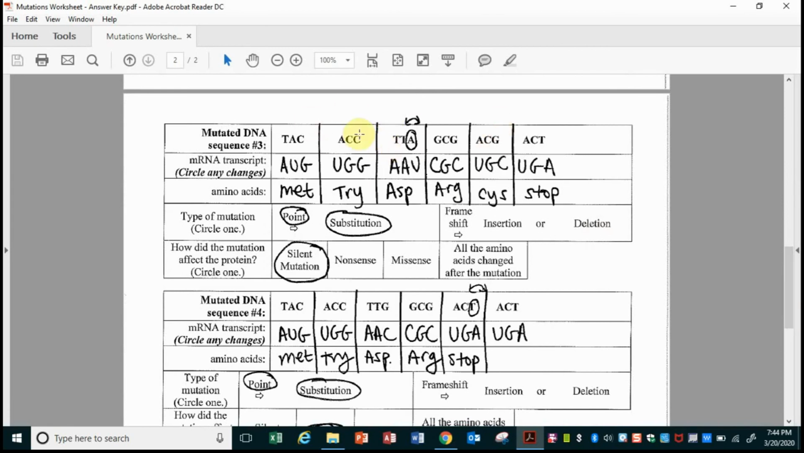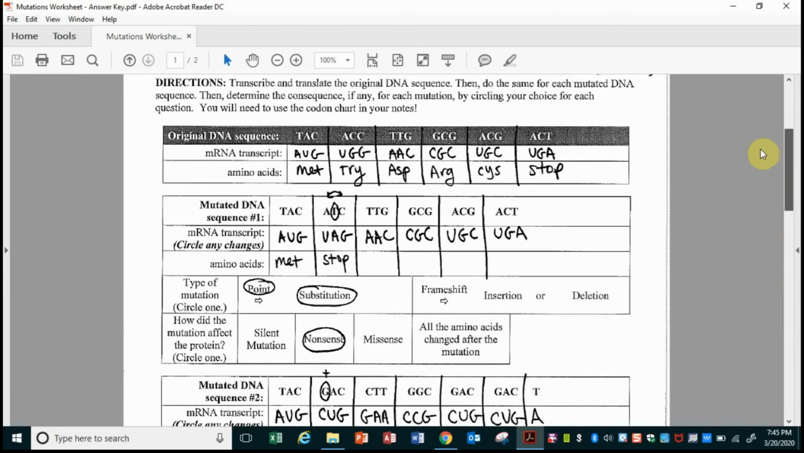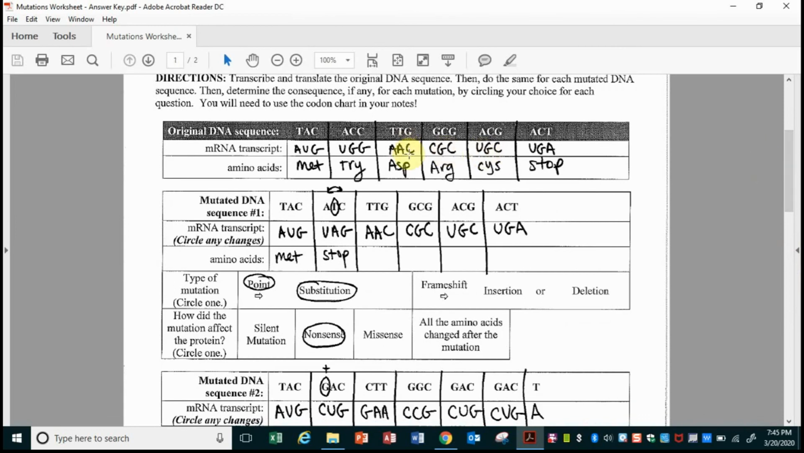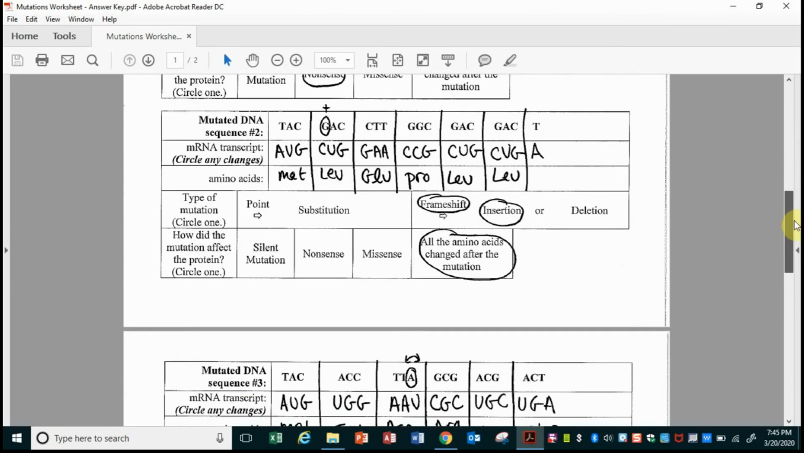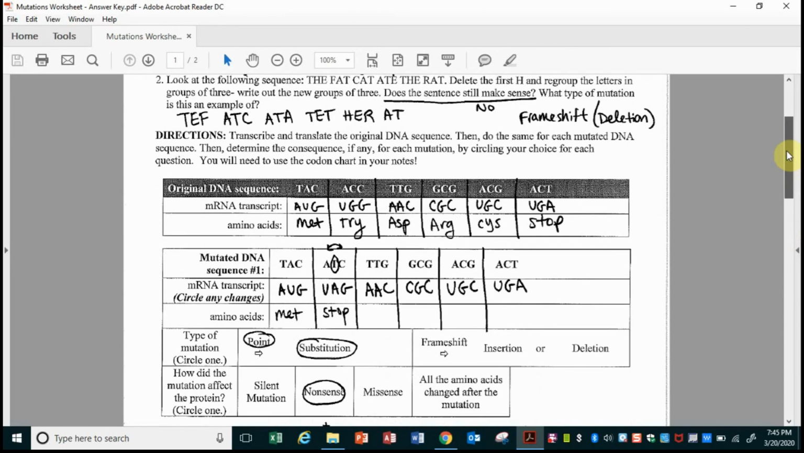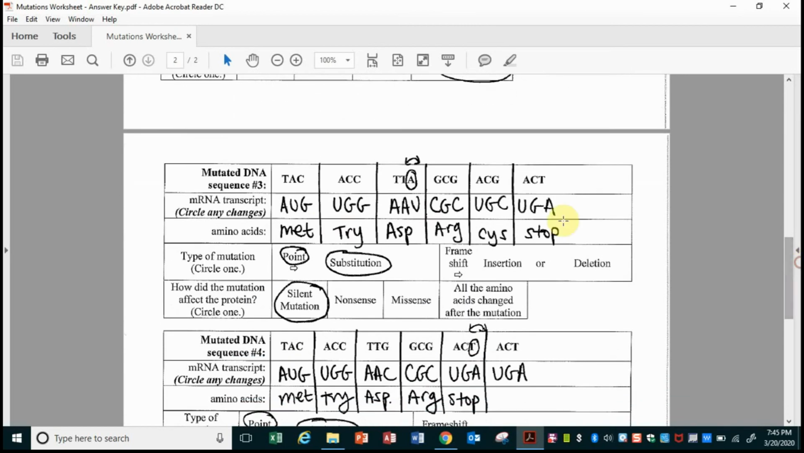Now I have mutated DNA sequence number 3. When I went through, I noticed that my mutation was a substitution of this adenine base, and in the original sequence, I believe it was a guanine base. And it changes my mRNA to AAU, but the amino acid doesn't change. It's still asparagine. So I consider this a silent mutation because it doesn't affect the actual polypeptide sequence.